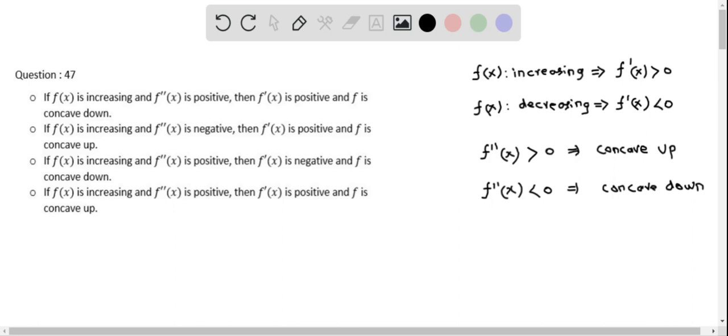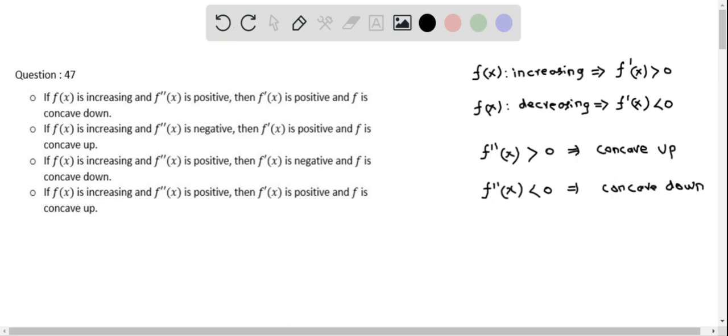So if you look at it here, when f of x is increasing, we otherwise say that the first derivative is positive. And whenever f of x is decreasing, we say that its first derivative is less than 0. And similarly, whenever the second derivative is positive, it confirms that the function is concave up over that interval. And whenever the second derivative is less than 0, we say that the function is concave down over that interval. So we are going to utilize this general information regarding the increasing and decreasing function to choose the correct option.